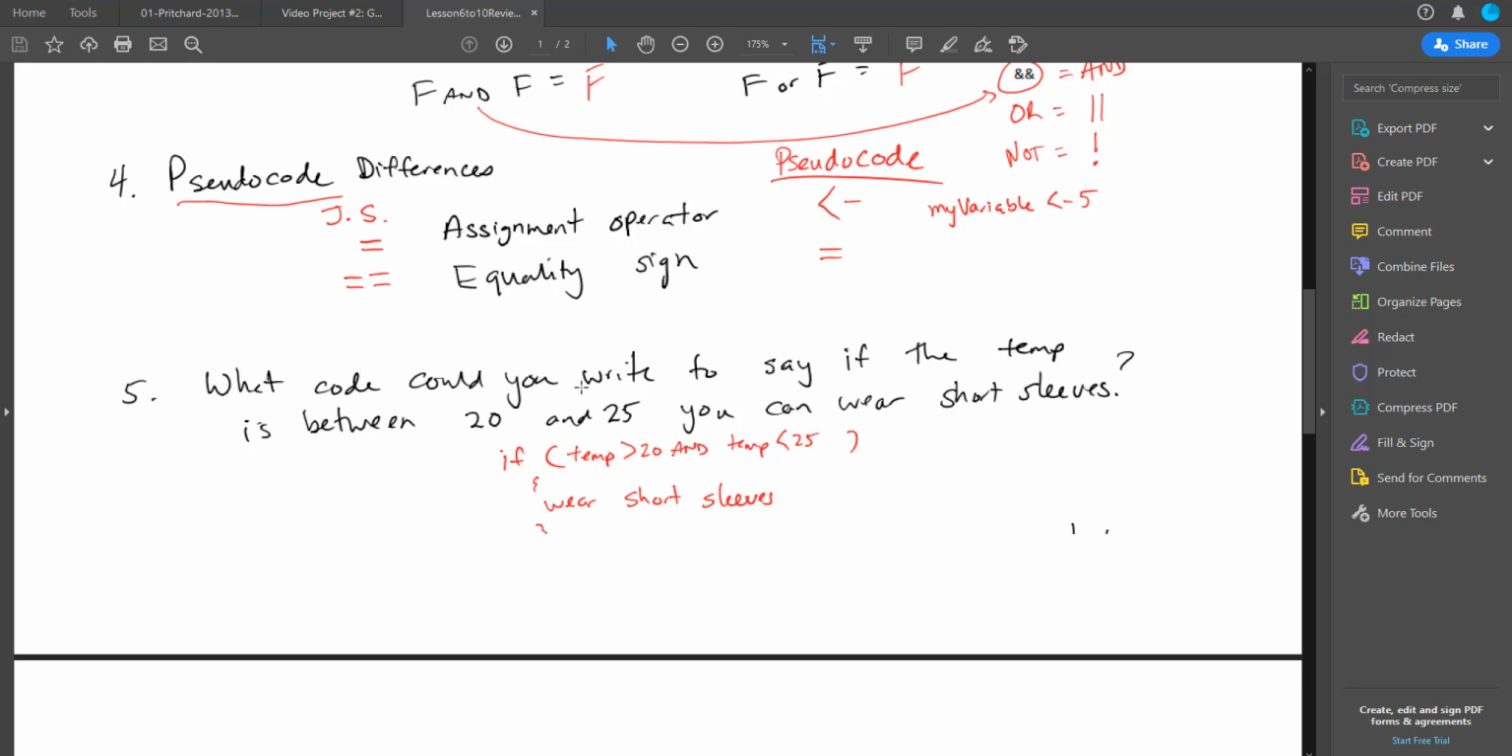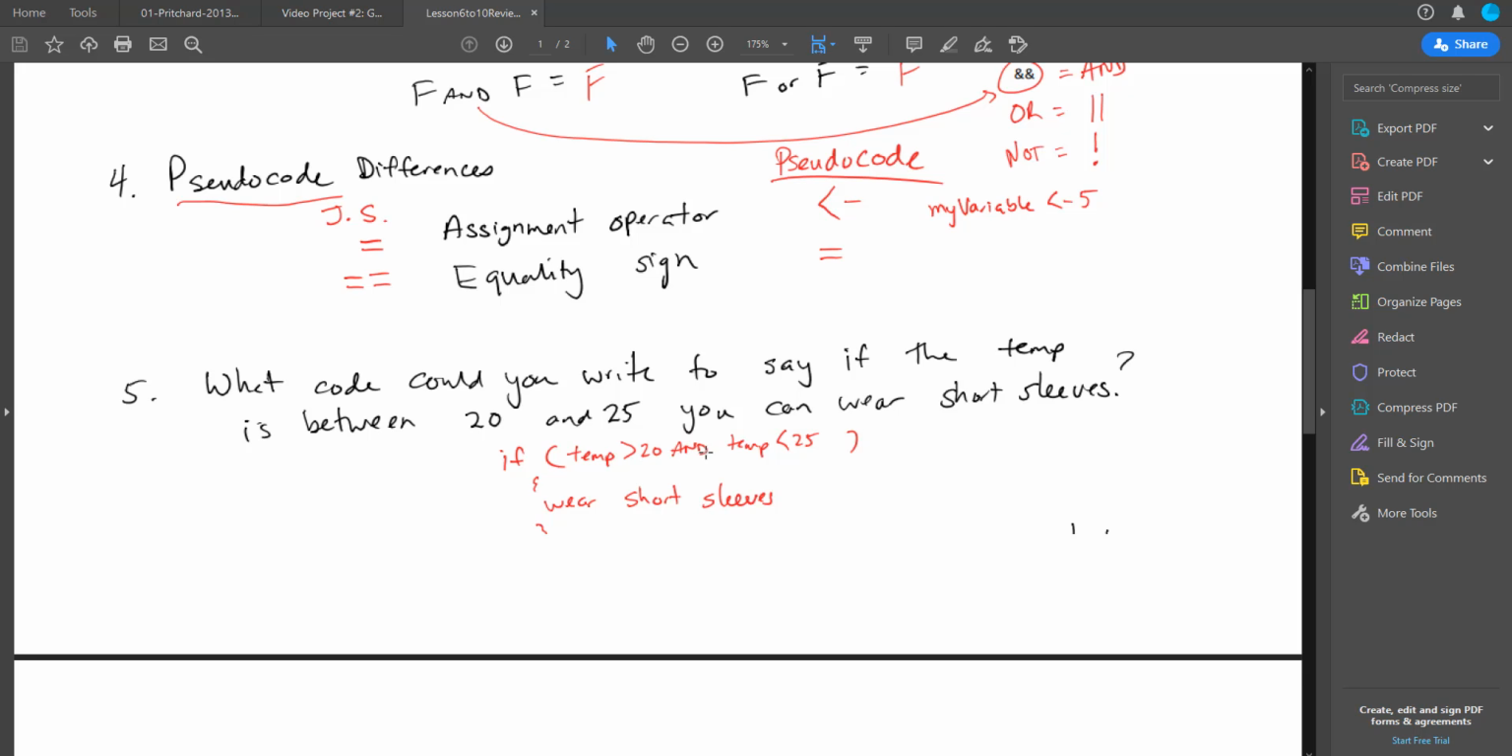So what code would you write to say that if the temperature is between 20 and 25, you can wear short sleeves? Well, here it is, right? If the temp is greater than 20 and the temp is less than 25. So it has to set both of those conditions to be true for you to do something, right? So that's just being careful there.